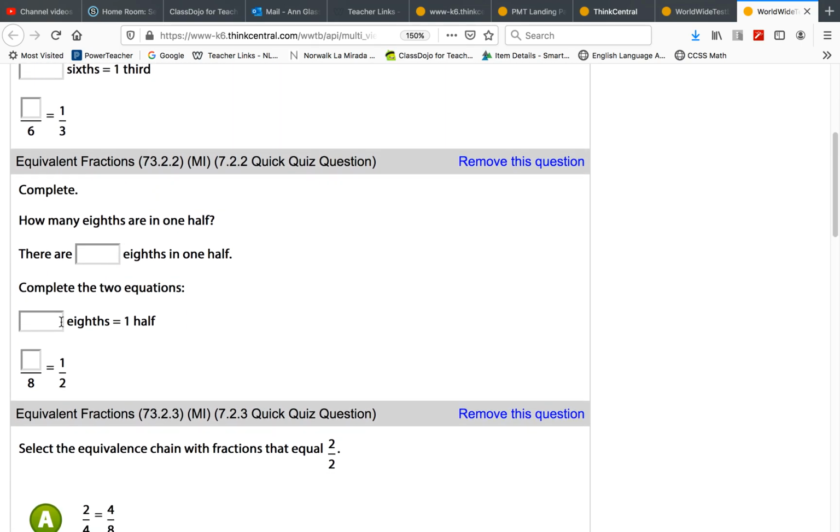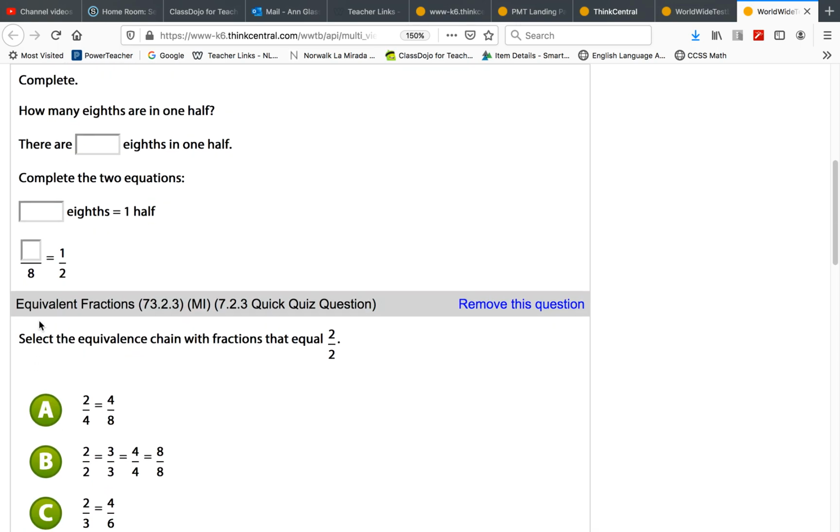How many 8s are in 1/2? If you know the trick I taught you at school, 2 times something equals 8. Multiply the 1 by that same number you multiplied the 2 by, and you'll have an equivalent fraction. Or you can use the fraction strips you cut out from your math book, or the fraction bars on the eye tools.